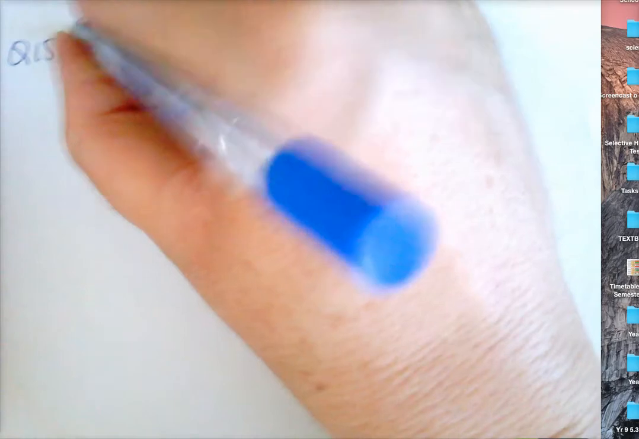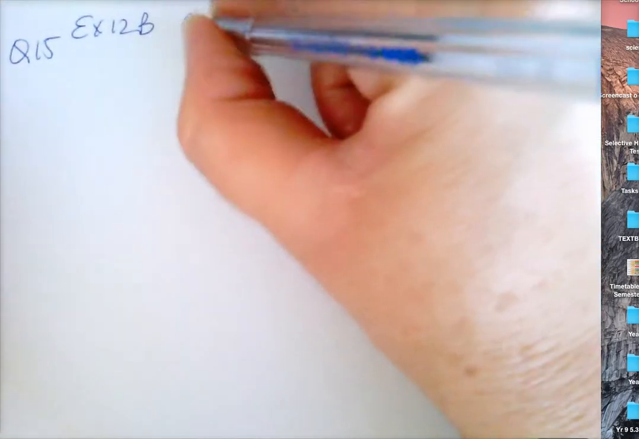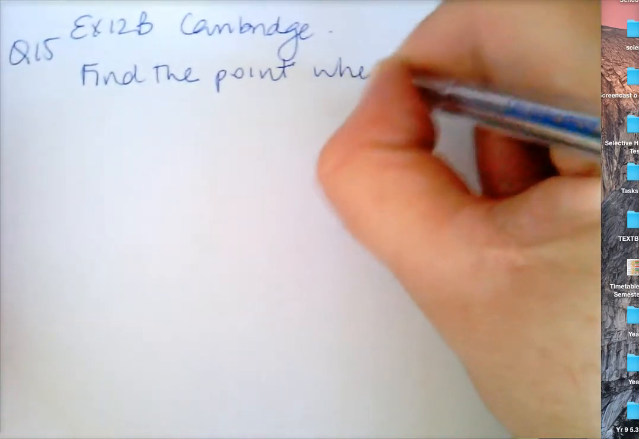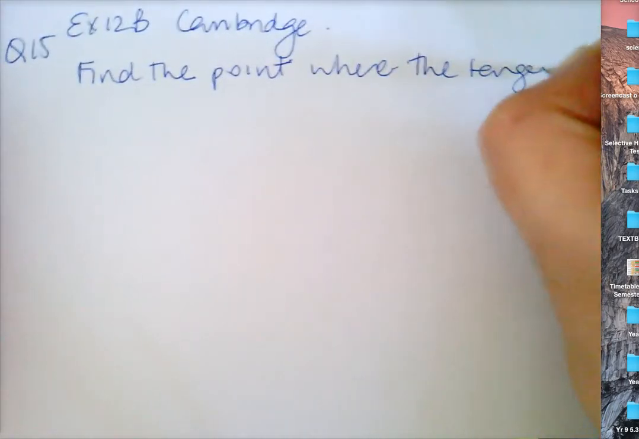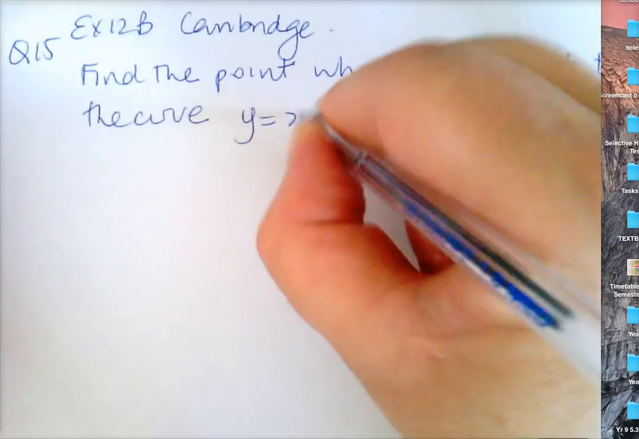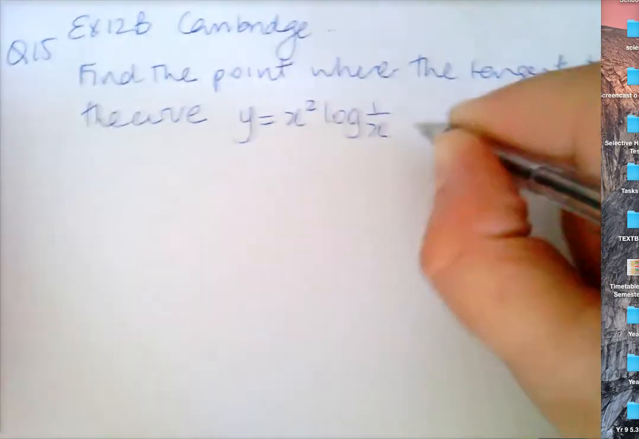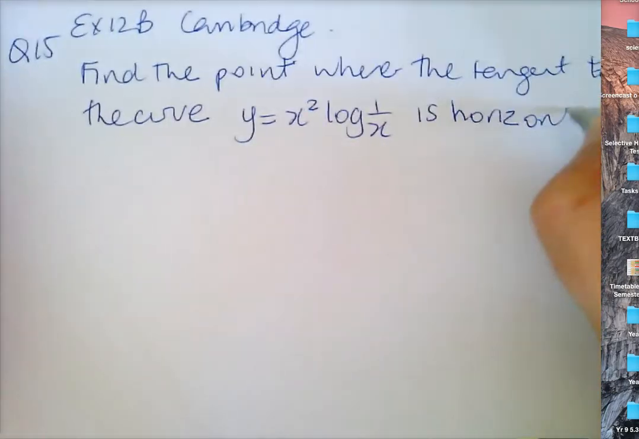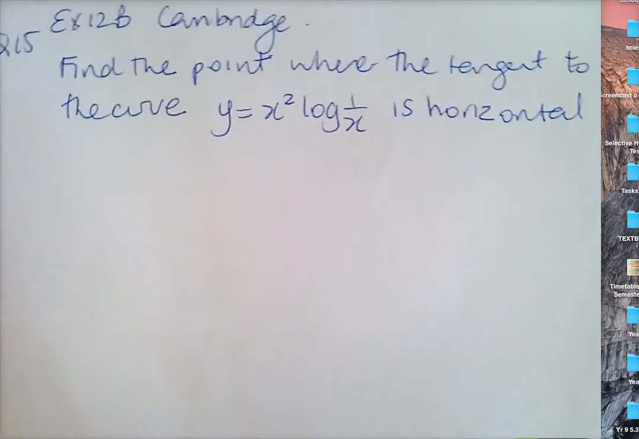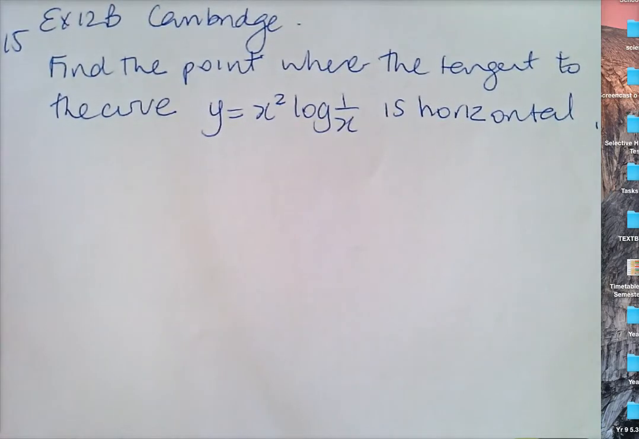Question 15, this is exercise 12b Cambridge. I'm only going to spend another 10 minutes on these. Find the point where the tangent to the curve y equals x squared log 1 on x is horizontal. Bit of a yucky one. Find the point where the tangent to the curve y equals x squared times log 1 on x is horizontal.